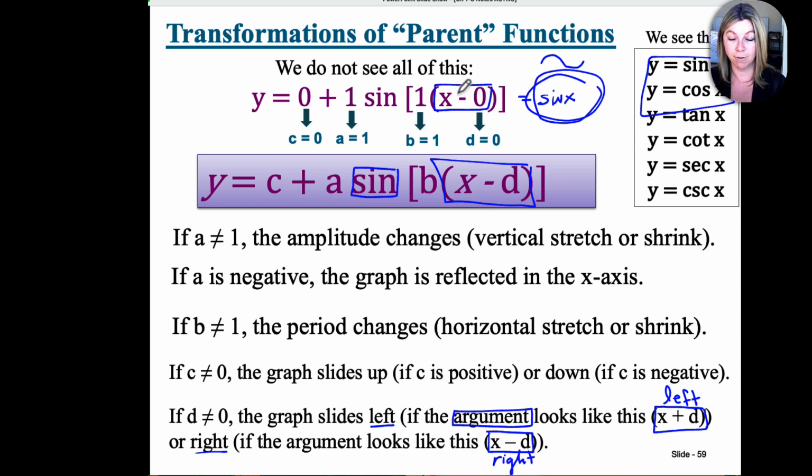Notice that the negative comes from the derived formula. So we'll see in some examples how this negative D can be a little misleading. But when you're talking about just transforming the graph, if you see x minus a value, slide it right. If you see x plus a value, slide it left. And for me, it helps to think the plus sign looks like a bunch of L's. So if I see x plus a value, I slide that left.